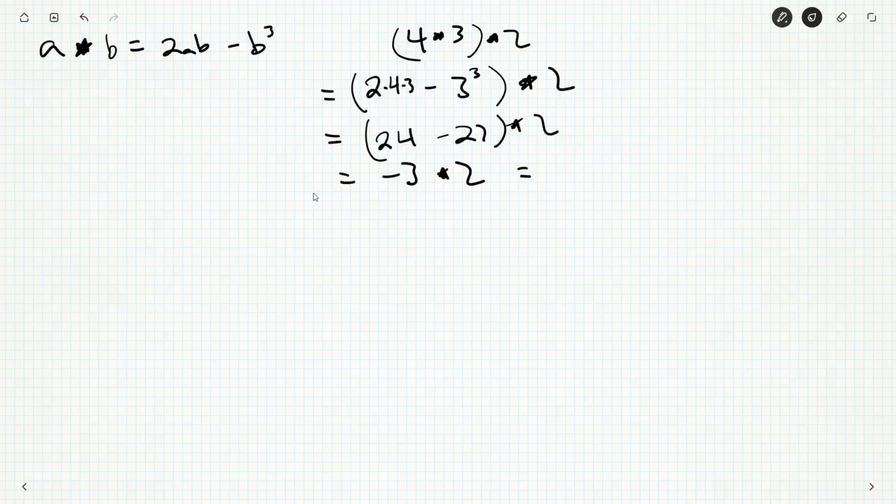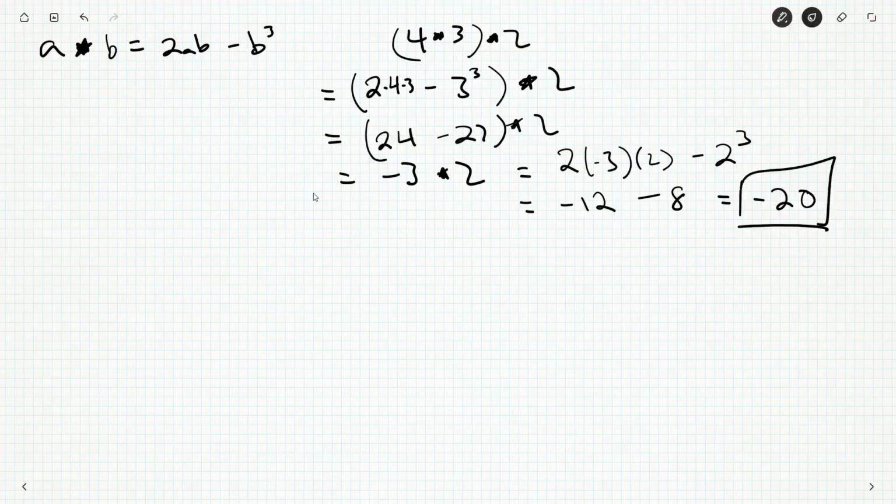But we know what this is. It's 2 times the two numbers minus the second number cubed. So we get 2 times negative 3, that's negative 6, times another 2, that's negative 12, minus 2 cubed, which is 8. We get our answer of negative 20. So that didn't take that long.